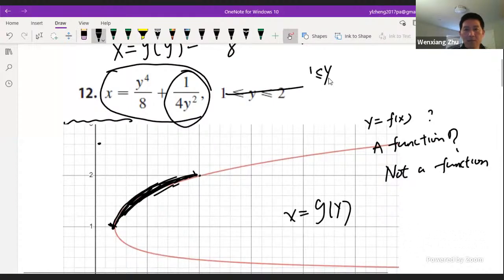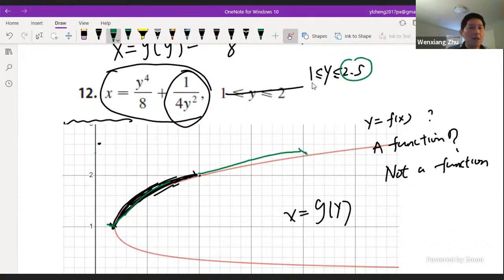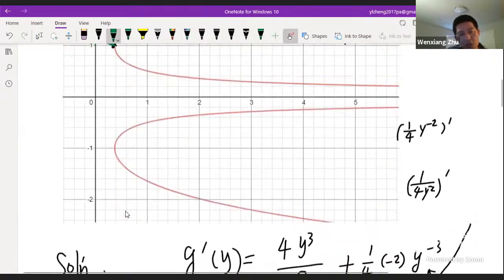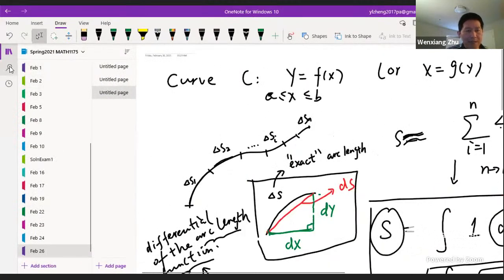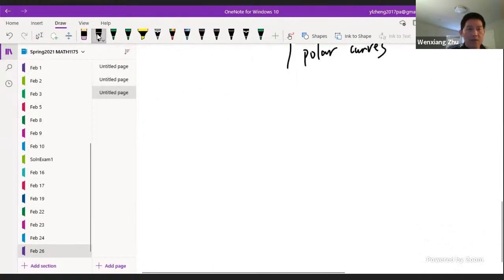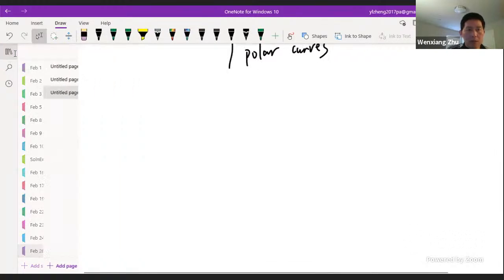How about y between 1 and 2.5? In that case, you're going to extend this curve a little bit because your y goes to 2.5. You're going to go all the way there. So when you change the upper bound, even if you don't change the lower bound, as the upper bound changes, the arc length changes. I can also change it to find the arc length for y between 1 and 1.5. In that case, you just figure out the part of the arc length right there. So in general, we can fix the lower bound and treat the upper bound as a variable. This is what I want to talk about.